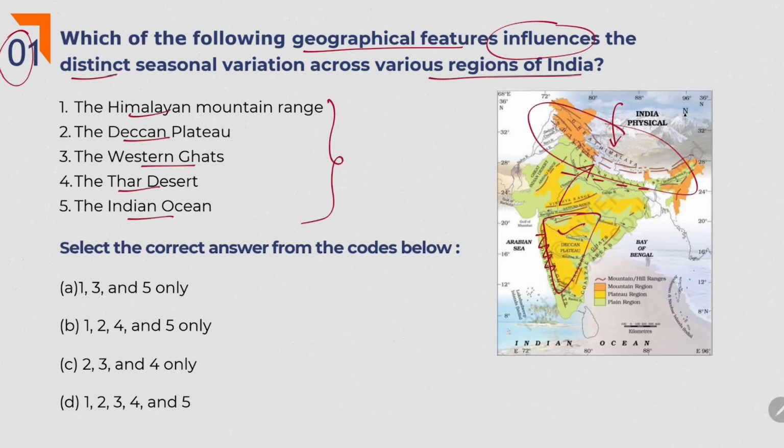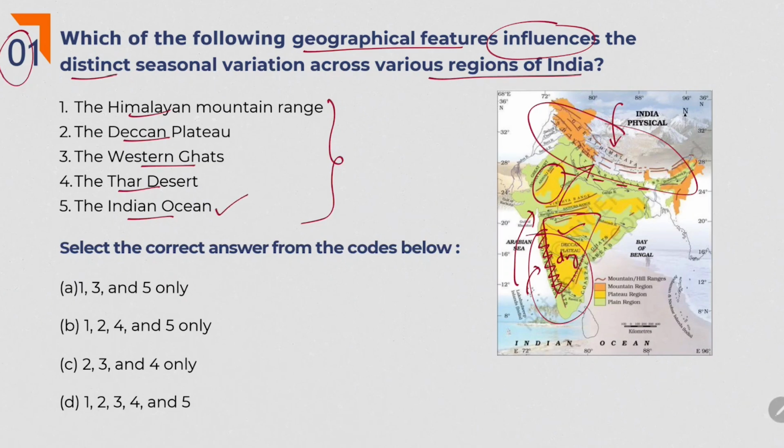And Western Ghats, the southwest monsoon causes rainfall on the windward side of the Western Ghats, and the leeward side is so dry. So the Western Ghats also impact the rainfall with respect to South India. And coming to the Thar Desert, intense heat in the Thar Desert causes low pressure. So it attracts the southwest monsoon winds from here. So it also has an impact on the seasons.